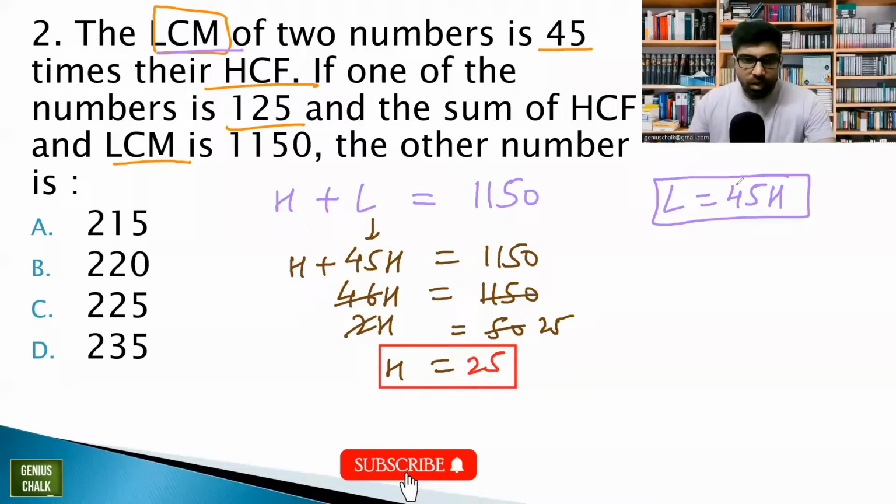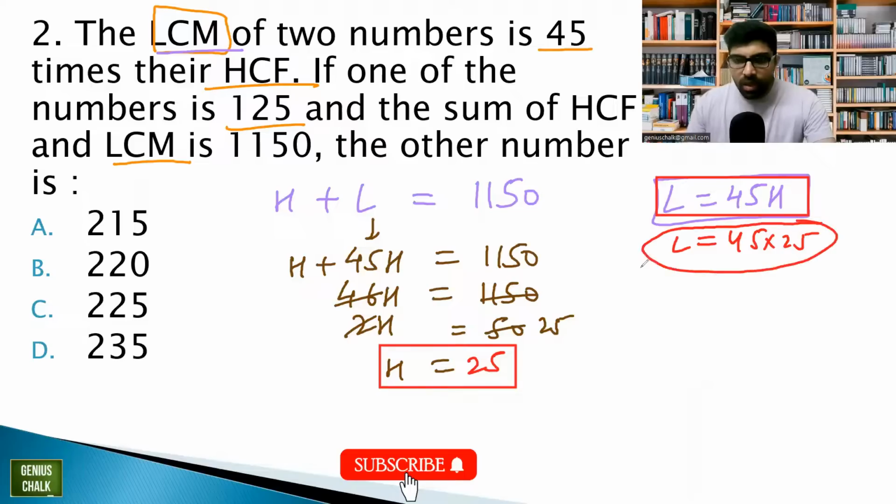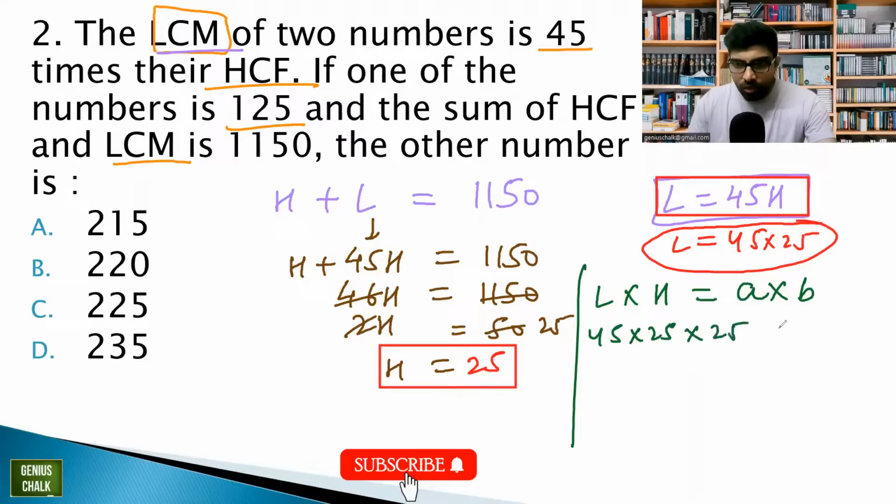If I have got the HCF, I already know that LCM has to be 45 times the HCF. So I can use it now. 45 into 25, that has to be my LCM, right? Now we know the rule, since the last class we have studied, that the product of two numbers is always equal to the product of their HCF and LCM. So what is LCM? 45 into 25. And what is HCF? 25. Now from the numbers, one of them is already given, that is 125. Can we find the other number?